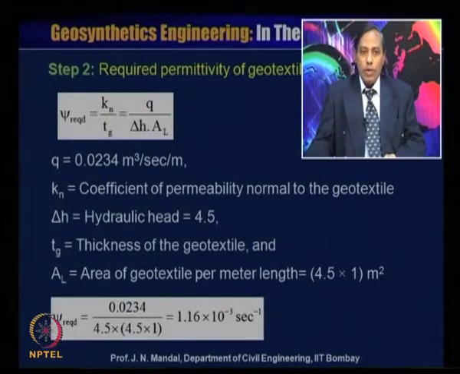So now if you substitute these values, then you can calculate psi required. Psi required is equal to Q, which is known, 0.02345, and delta H is 4.5, and the area of geotextile per meter length, 4.5 into 1. So if you calculate, you can determine the required permittivity of the geotextile, that is psi required is 1.16 into 10 to the power minus 3 per second.